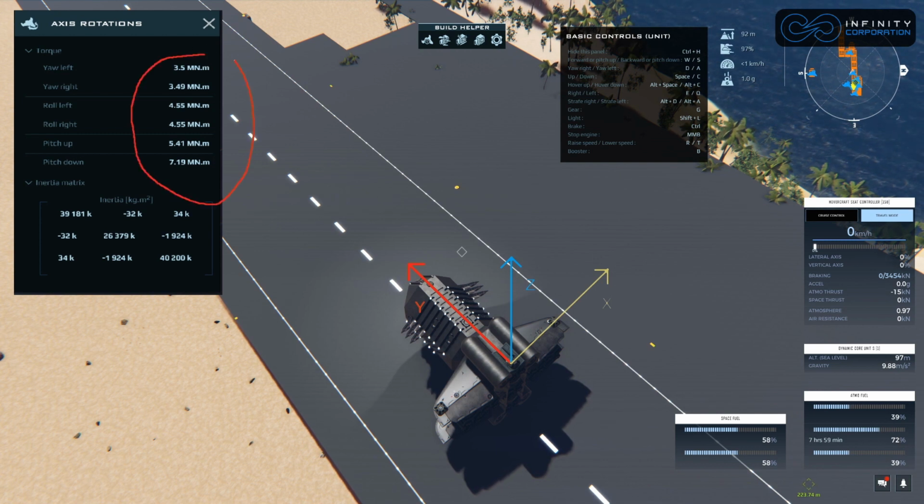We have our torque here. This is the force we have based on our adjusters on our ship and their location. Down here is the inertia matrix. We have our X, Y, and Z, and then we also have our X, Y, and Z. Okay? These are the rotation axes on our ship, as you can see from the overlay over here.